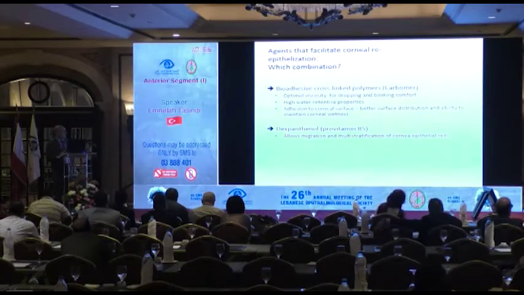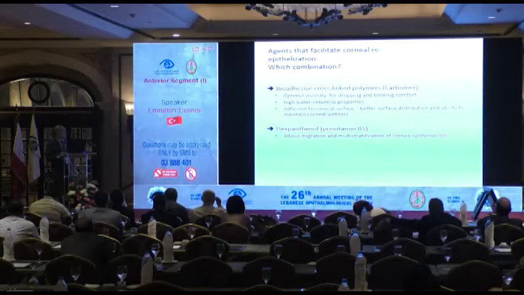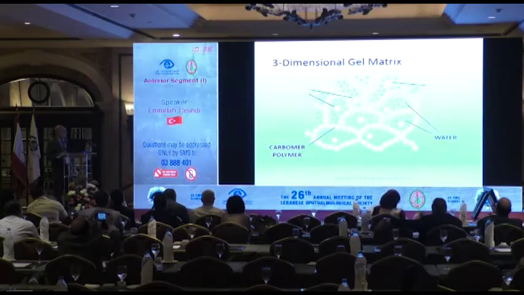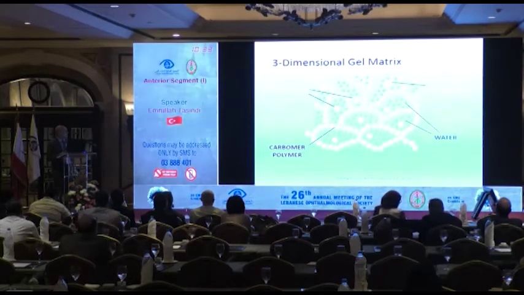Carbomer, as we told before, is a bioadhesive polymer. Dexpanthenol is a provitamin B5 and allows migration and multiplication of corneal epithelial cells. It's in gel form, so we can use it anytime if the patients have problems. When we look at the three-dimensional matrix, dexpanthenol, water and the carbomer polymers are working together.